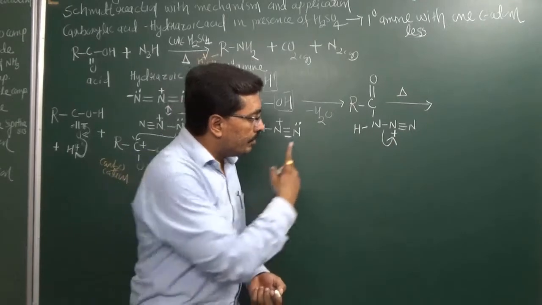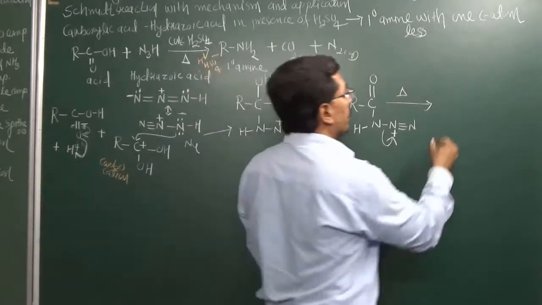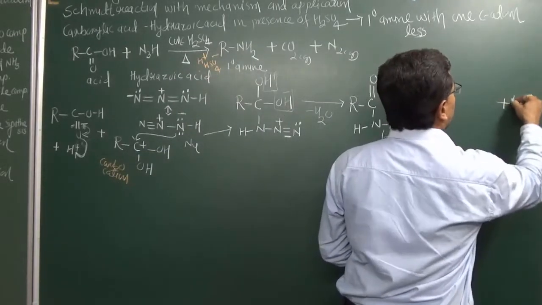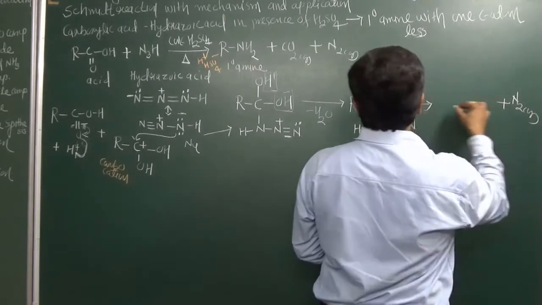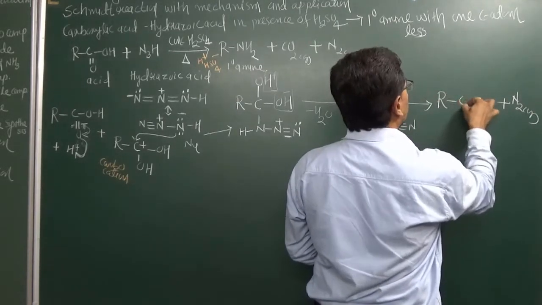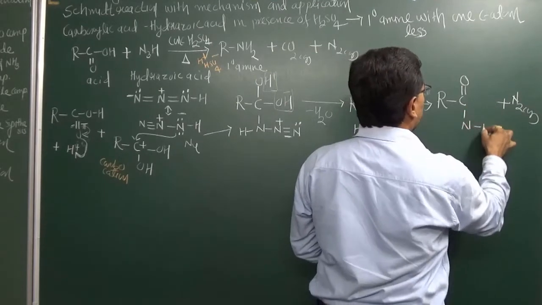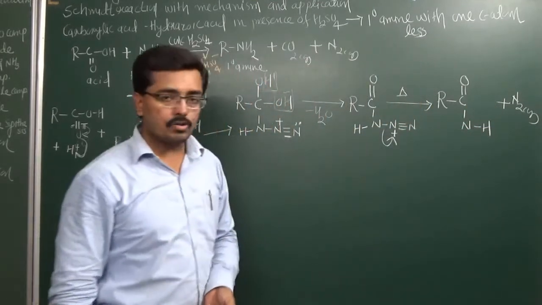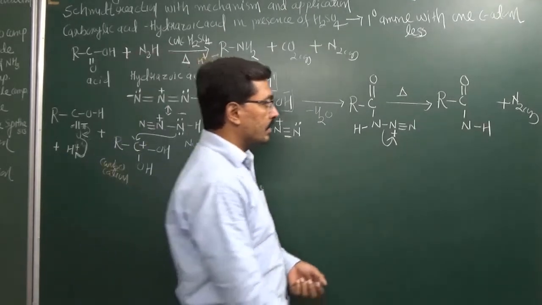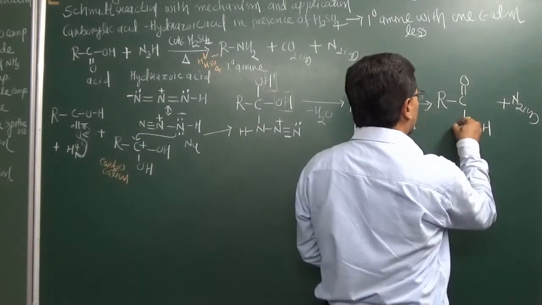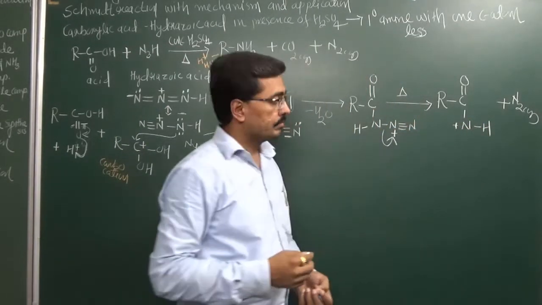This electron pair will be taken by nitrogen. It will be removed in the form of nitrogen gas, and we get this structure: RC double bond O, with this nitrogen having a hydrogen. Now this nitrogen having hydrogen also has a positive charge.